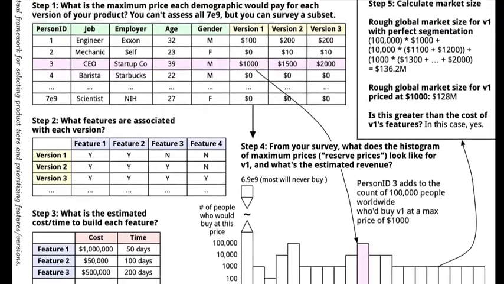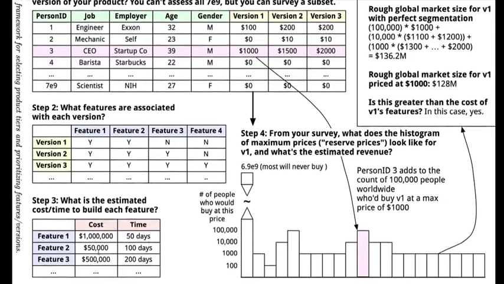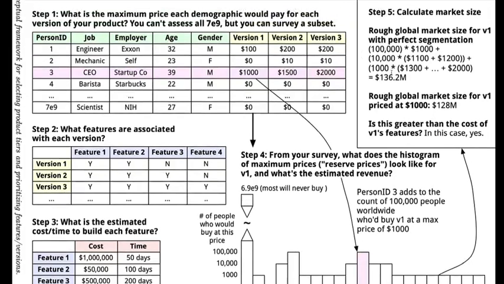And you might immediately retort, okay, so maybe at maximum you'll make $128 million. Is this greater than the cost of V1's features? So V1, as you recall, had feature 1 and feature 2, and they cost $1 million and $50,000 and took 50 days and 100 days respectively. So it's going to cost you about $1 million and $50,000 and 100 days to actually build out V1, and hopefully you'll get 2%, 3% of the market, and you'll make that money back. And so this is the conceptual thing that you should keep running through.